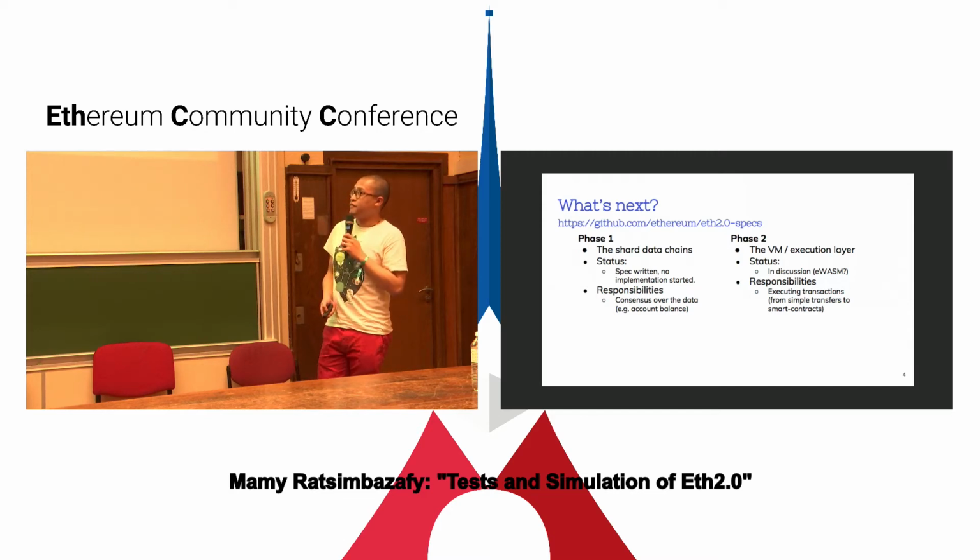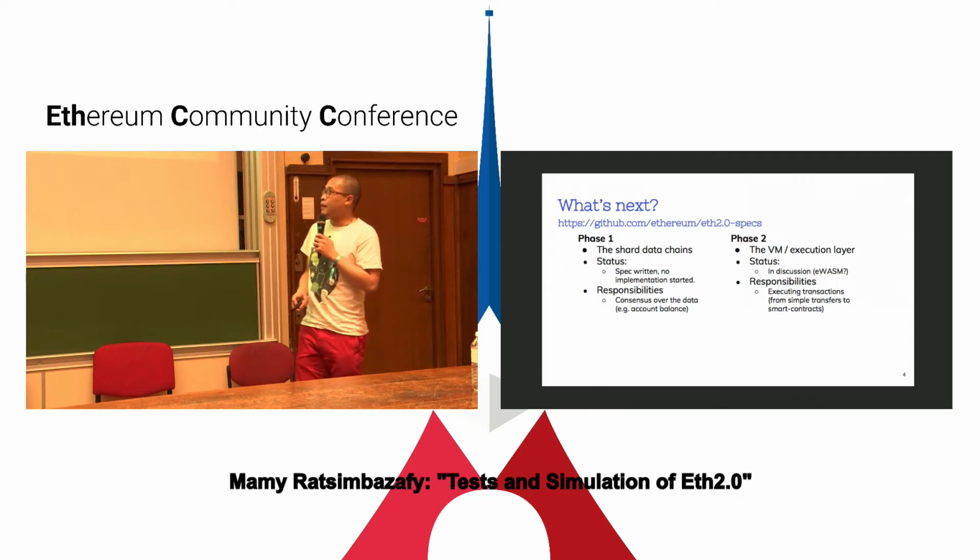So phase 1, currently the spec is written. You will see it's on this GitHub repo that also holds the phase 0 spec, but there is no implementation right now. And the responsibility is holding all the data. And so since the data is distributed, it should be much faster, like 4,000 times faster than Ethereum 1, except that we also have communication overhead.